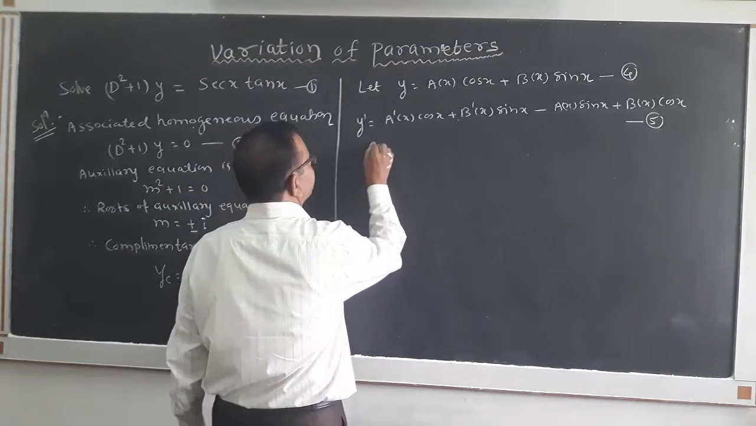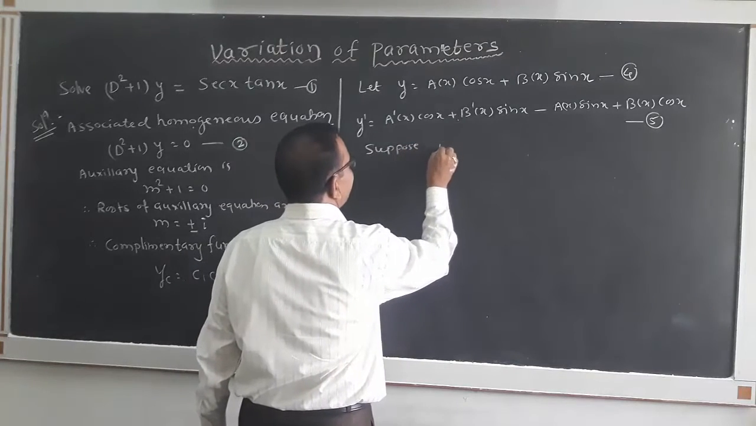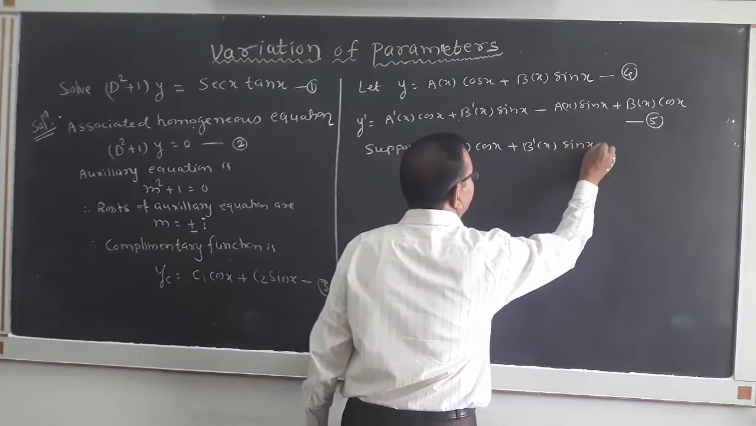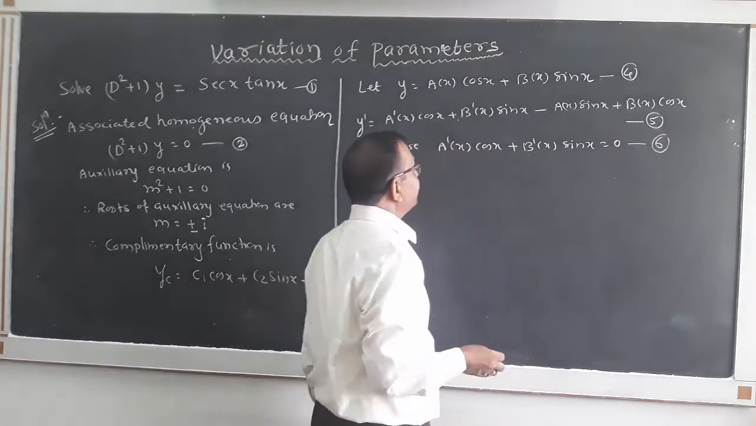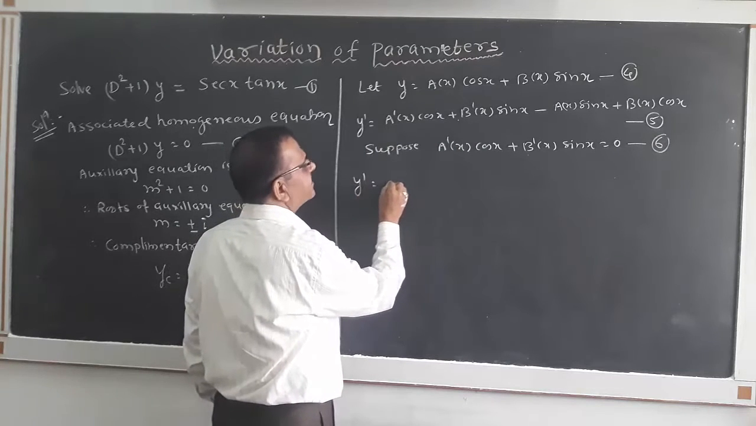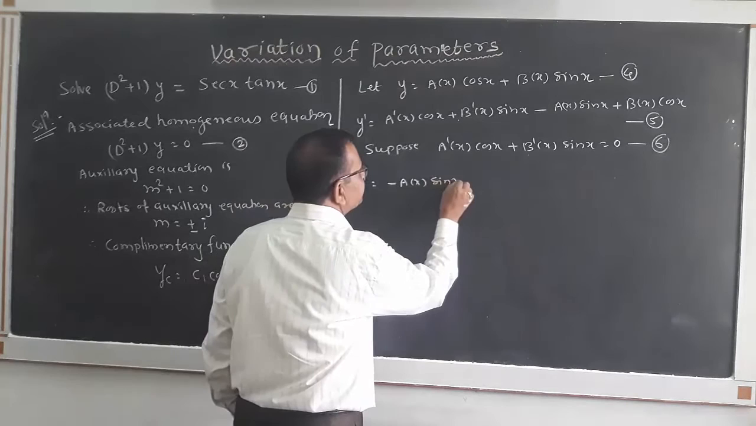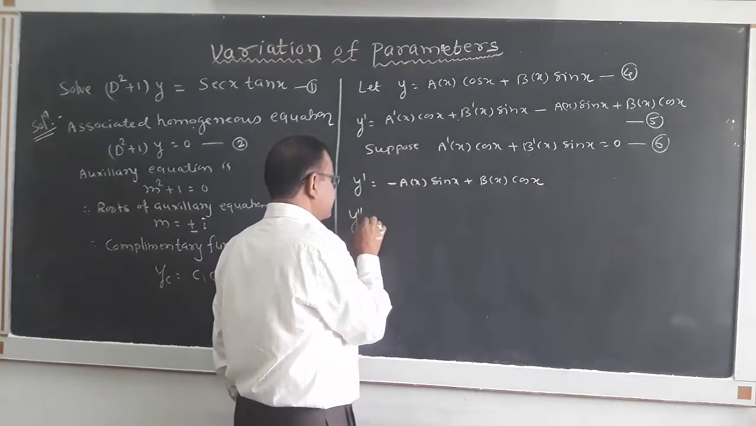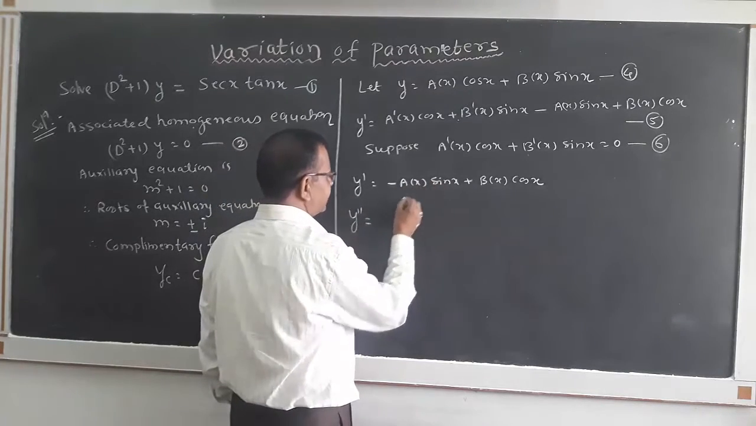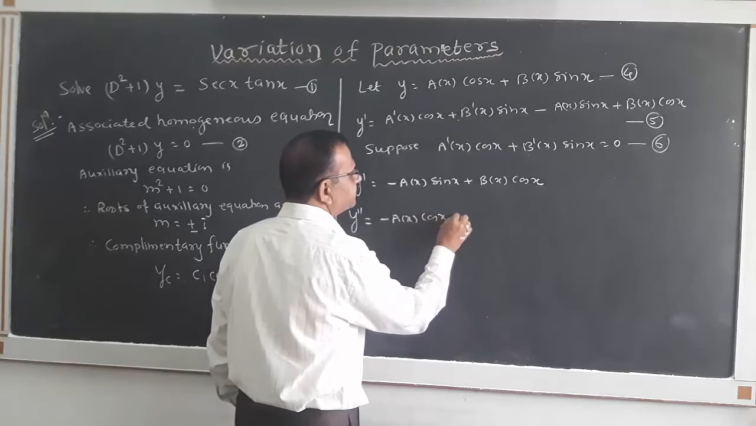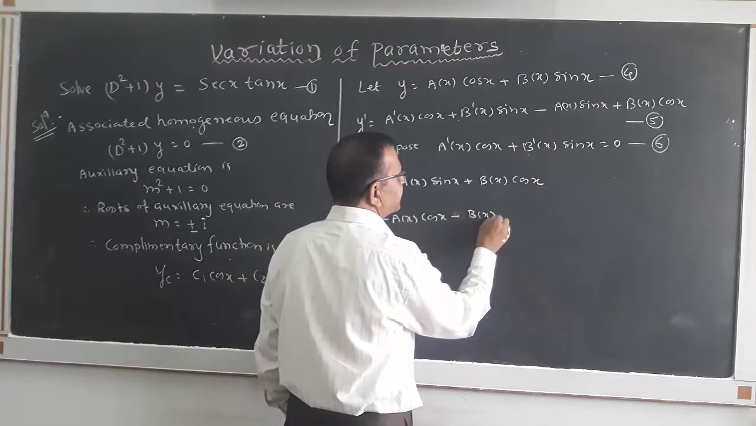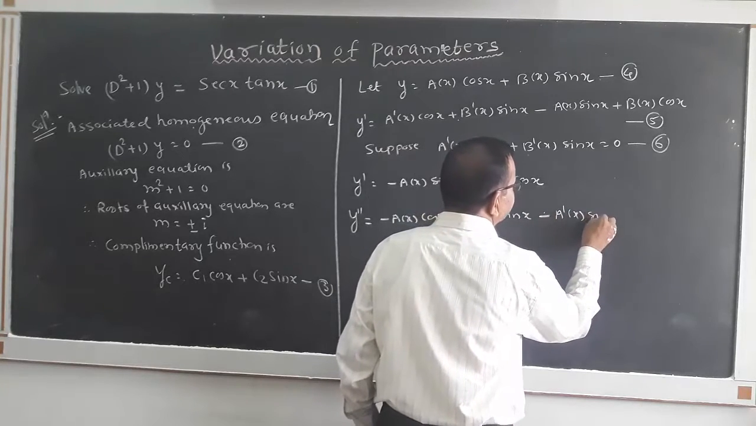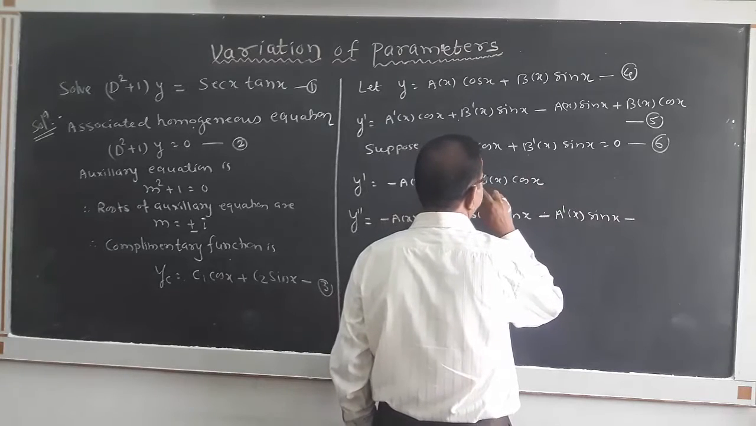In this equation, we shall impose a condition for variation of parameter. The condition is, suppose a dash x cos x plus b dash x sin x equal to 0. Therefore, y dash will become minus a(x) sin x plus b(x) cos x, and hence y double dash becomes minus a(x) cos x minus b(x) sin x, as the derivative of cos x is minus sin x, minus a dash x sin x plus b dash x cos x.